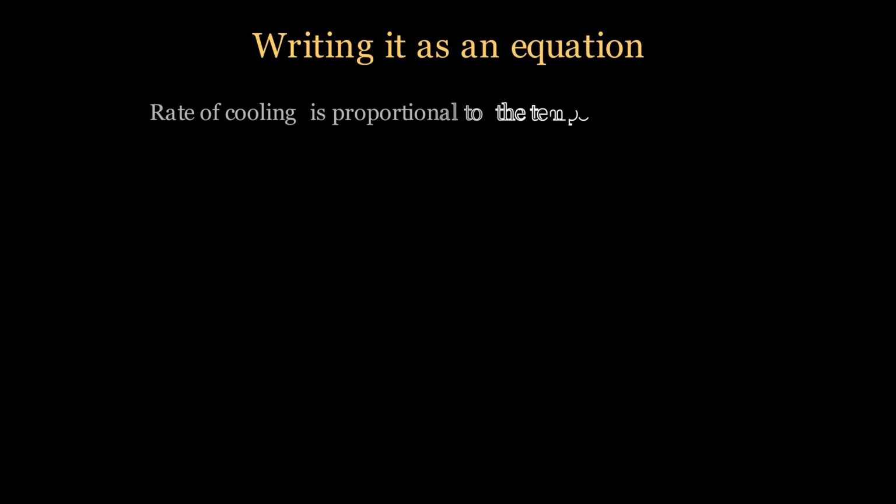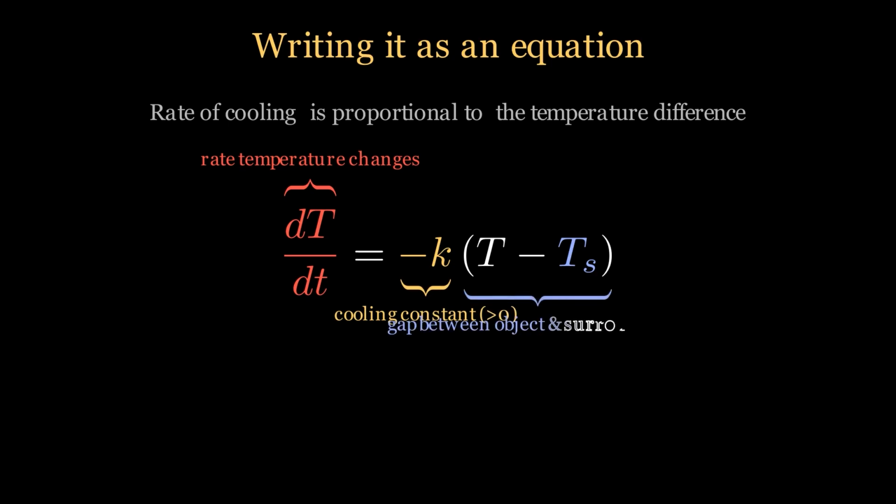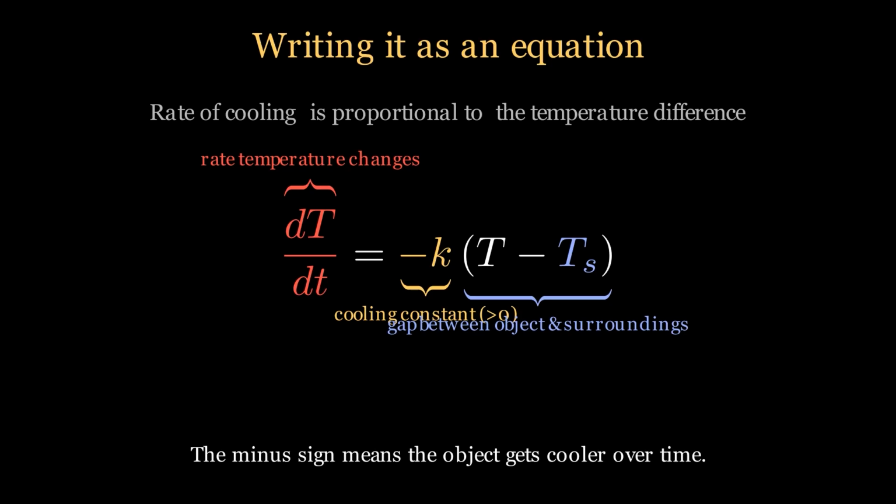The rate the temperature changes, dT by dt, equals minus k, times the gap between the object and its surroundings. The k is just a constant that depends on the object and its environment. And that minus sign? It's what makes the object cool instead of heat up.